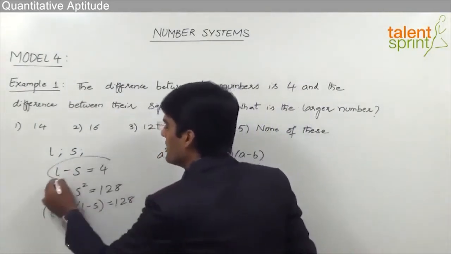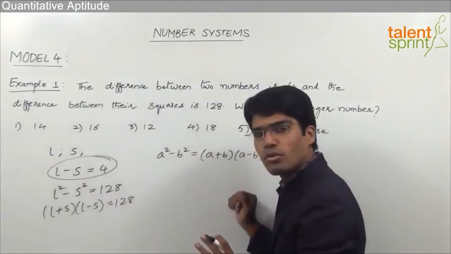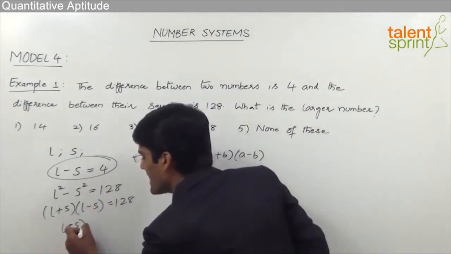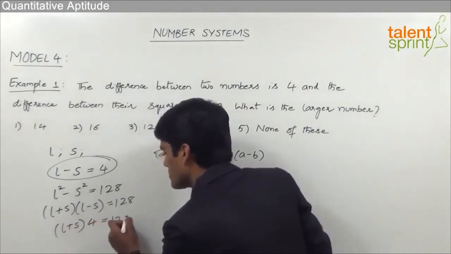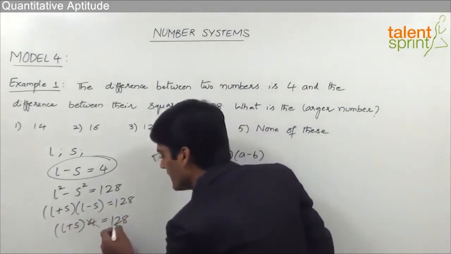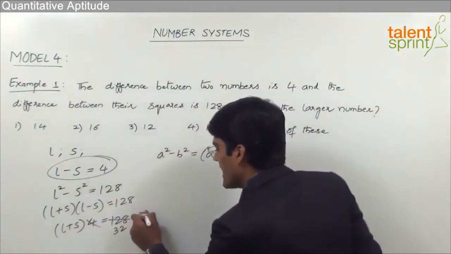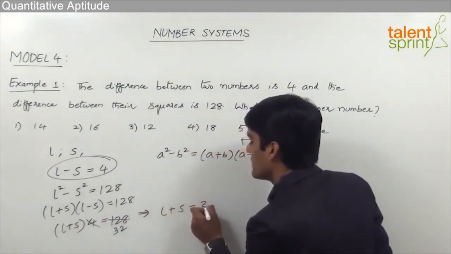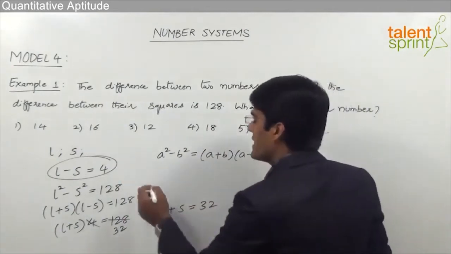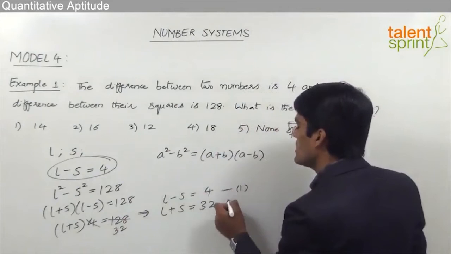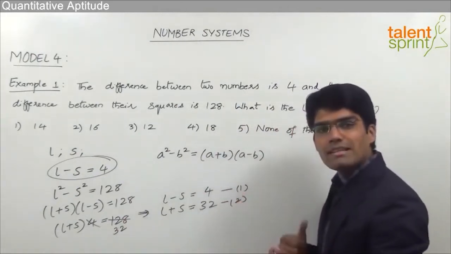And from the first point here, we know that L minus S is equal to 4. So by substituting that in this second equation, we get L plus S into 4 equals 128. And if we try to simplify this, 4 gets cancelled here 32 times. So we can understand that L plus S is equal to 32. And from the first statement, we know that L minus S is equal to 4. So by solving these two equations, we can find out the larger number.